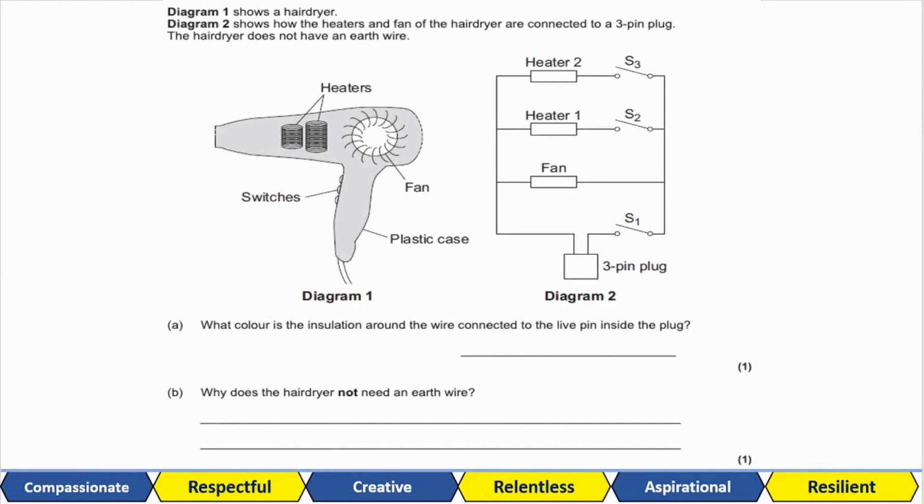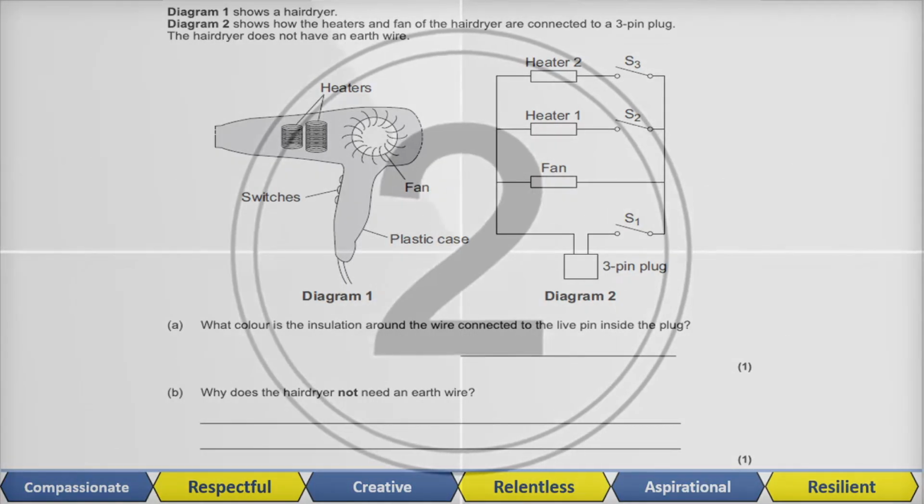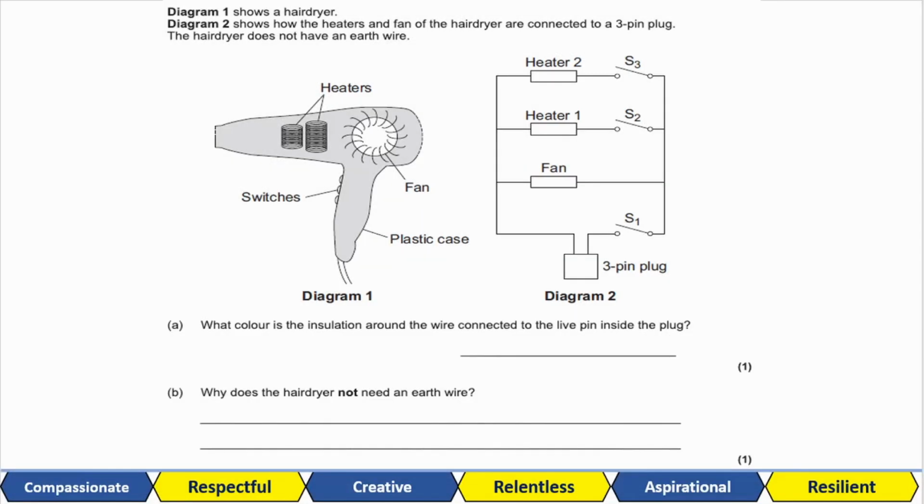Here's a past paper question. See if you can collect the 2 marks that we need here. Diagram 1 shows a hairdryer. Diagram 2 shows how the heaters and fans of the hairdryer are connected to the 3-pin plug. The hairdryer does not have an earth wire. What color is the insulation around the wire connected to the live pin inside the plug? You should have said that the live wire is brown. Remember, that's that dangerous wire on the right.